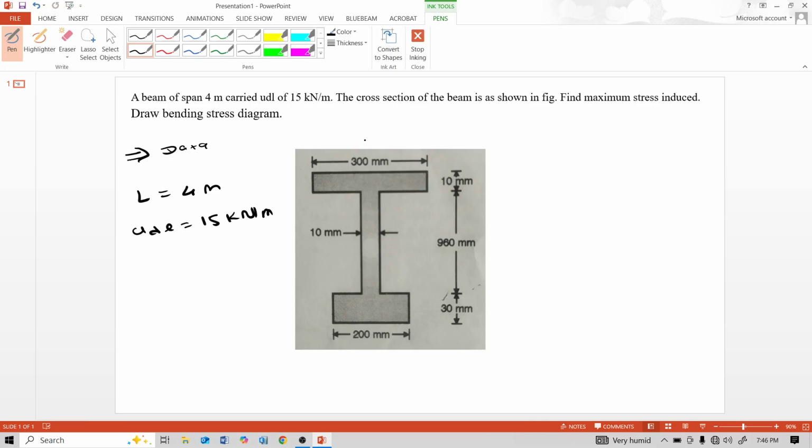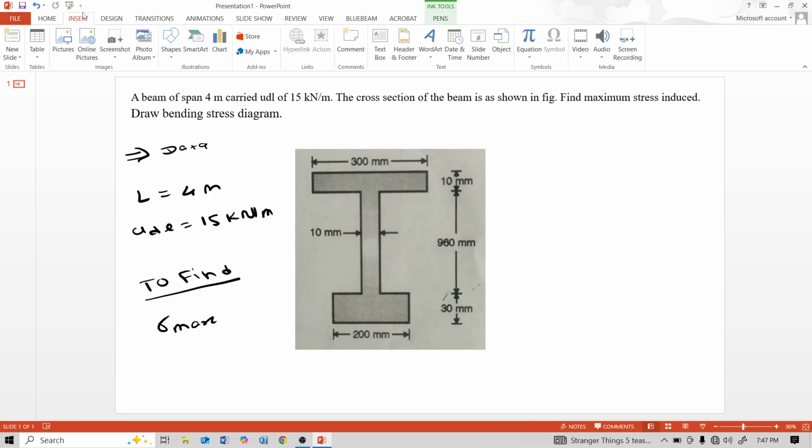The cross section of the beam is given, and we have to find maximum stress. Stress is denoted as sigma maximum. So, for solving this numerical, first step is to find position of neutral axis y bar, and after this moment of inertia for this I section, and after this we directly use flexure formula, M by I is equal to sigma by y is equal to E by R.